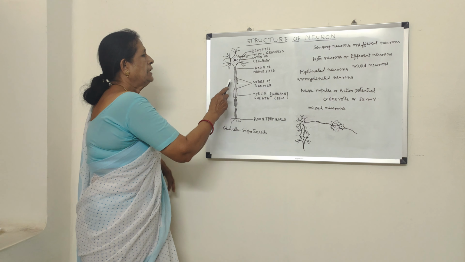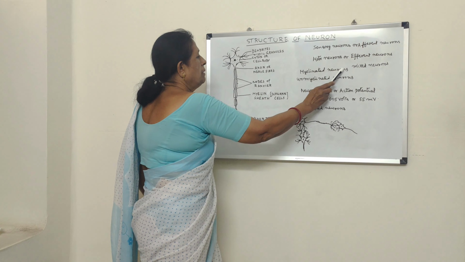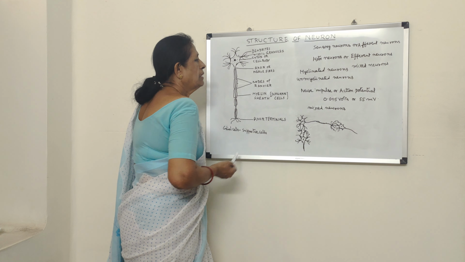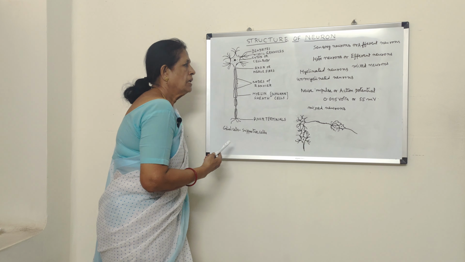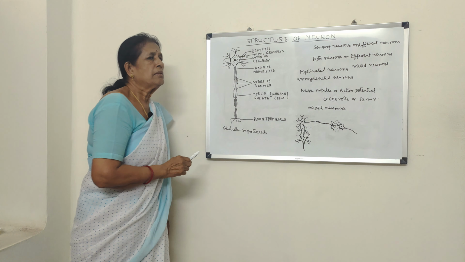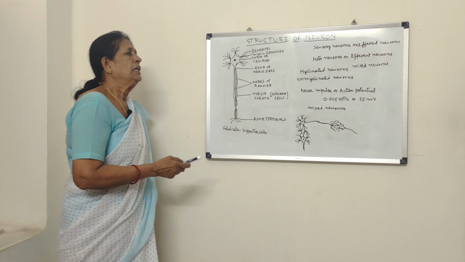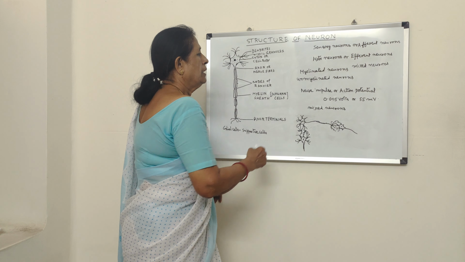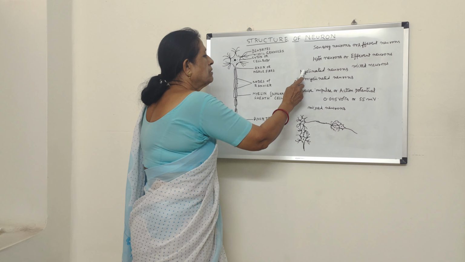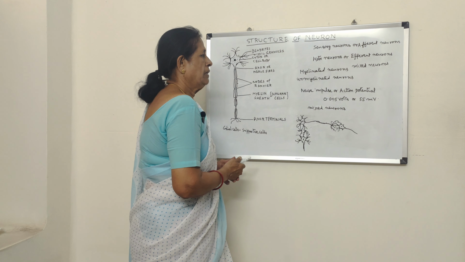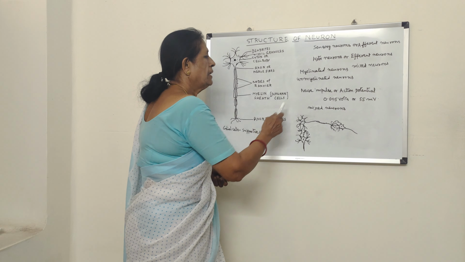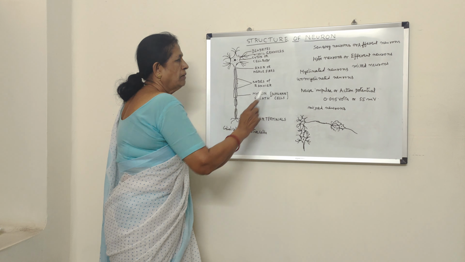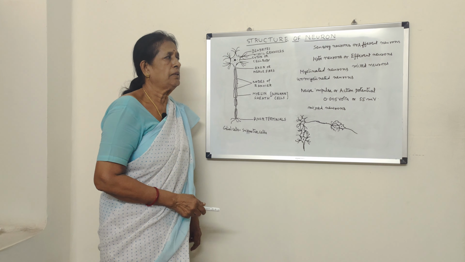The axon which contains a myelin sheath is called a myelinated nerve cell or myelinated neuron, and without a myelin sheath it is called an unmyelinated neuron. Myelinated neurons send impulses much faster than unmyelinated neurons, and the myelin sheath also prevents leakage of electricity. Where electricity is sent, that we shall see. So depending upon the structure, there are myelinated neurons and unmyelinated neurons.